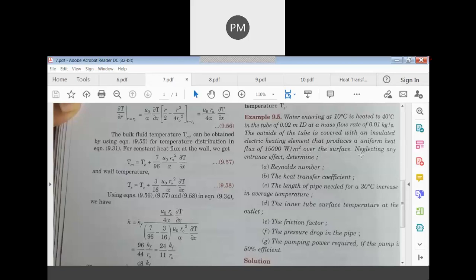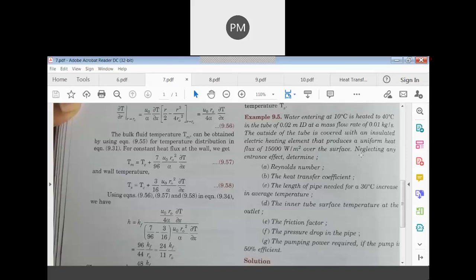That means where the boundary layer is still developing, that can be neglected. And we have to determine the parameters: Reynolds number, h, length for a 30 degrees rise in average temperature, inner tube surface temperature, friction factor, pressure drop, and pumping power if the pump efficiency is 50%.